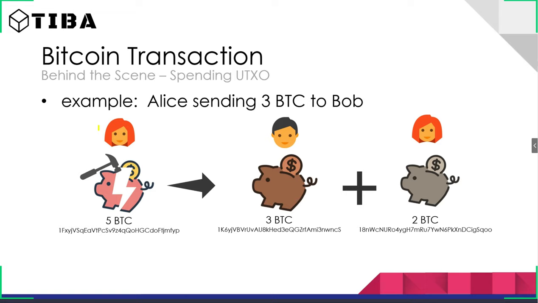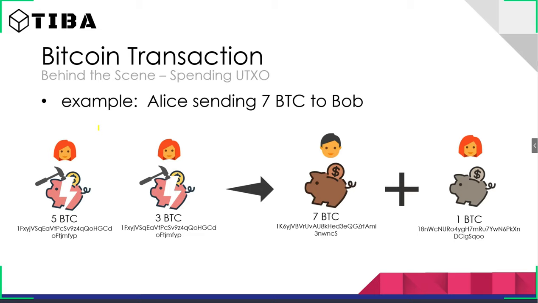And then you might ask, what if she wants to send 7 Bitcoin to Bob? Well, then she has to break 2 of her UTXOs. One is 5 Bitcoin, the other is 3 Bitcoin, and then send 7 to Bob, 1 to herself.